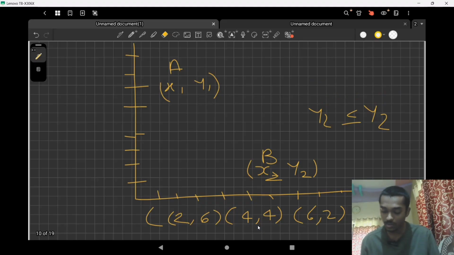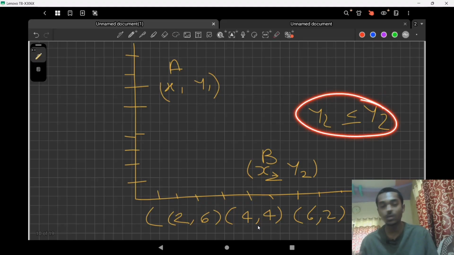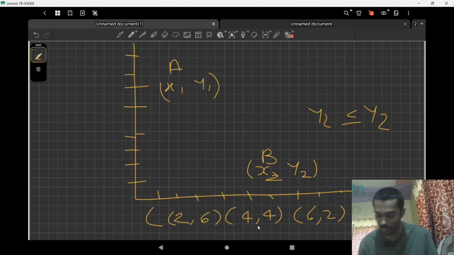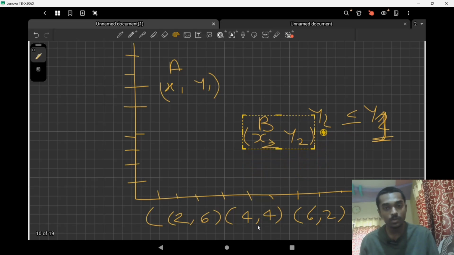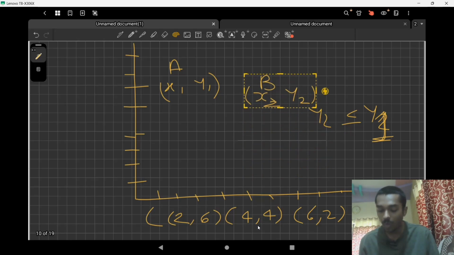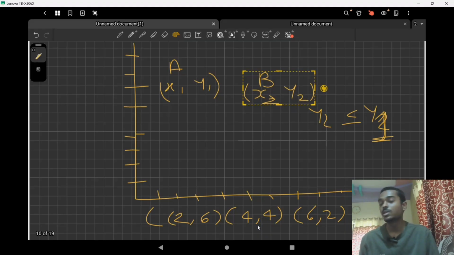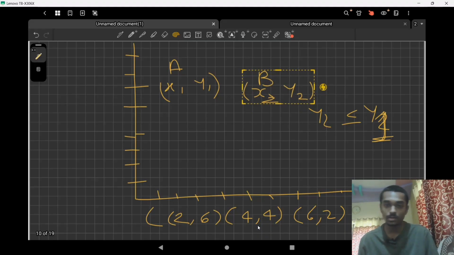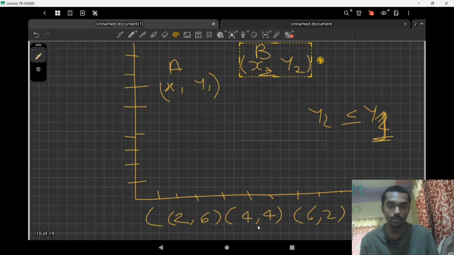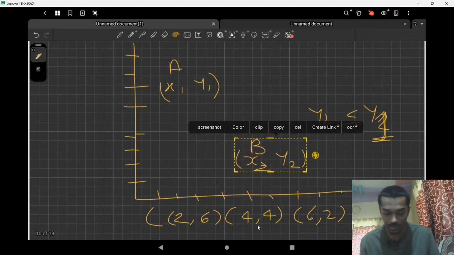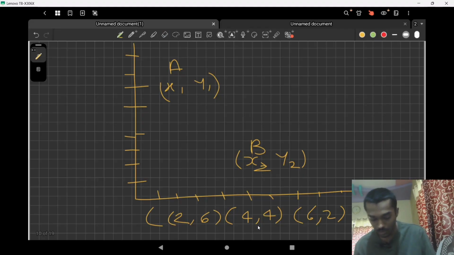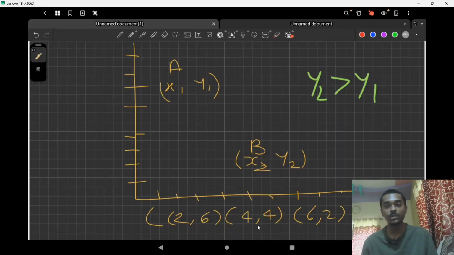We just need to check this condition: y2 less than or equal to y1. This is y1, and if Bob is over here, it is valid. If Bob is over here, that means its y2 value is equal to y1, this is also valid. If Bob was going up, then the y2 value is greater than y1, this is not valid. So we can write this simply like that: if y2 was greater than y1, at this point we can simply continue.